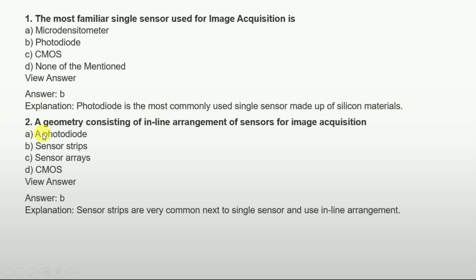Next is a geometry consisting of an inline arrangement of sensors for image acquisition. Option A is photodiode, option B is sensor strips, option C is sensor arrays, and option D is CMOS. So the answer is B, that is sensor strips. So what are sensor strips? Sensor strips are very common next to the single sensor and are used in an inline arrangement.